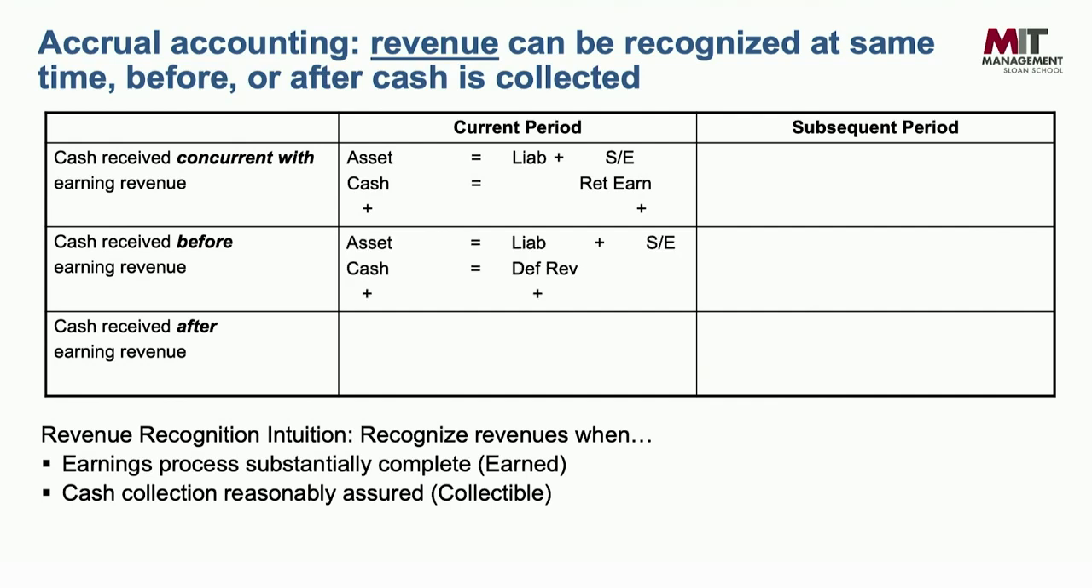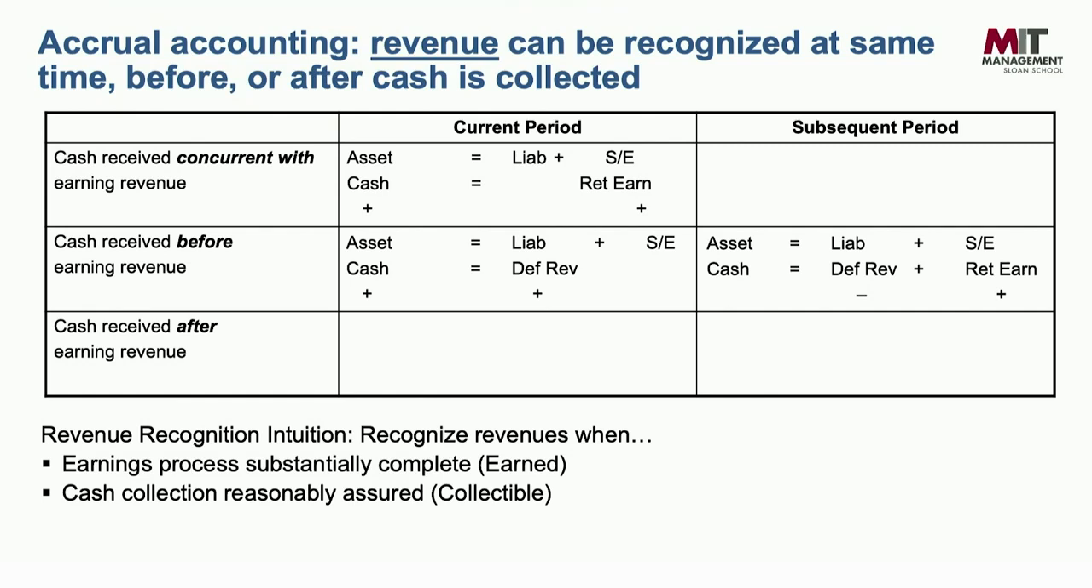Other transactions, like the deferred revenue transaction that we saw in the Peters Company, is we're going to get some cash ahead of time, but since we haven't done anything for our customer yet, we're going to have a liability for deferred revenue. And then in a subsequent period, when we do that work, the liability will go away, and then at that point, we'll get retained earnings from recognizing revenue.